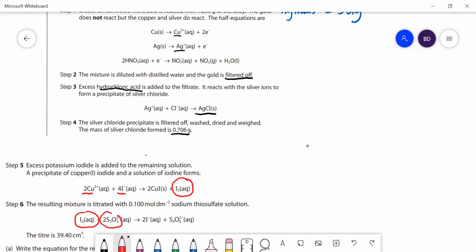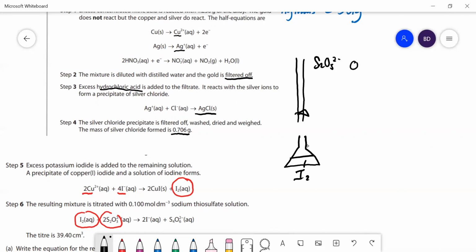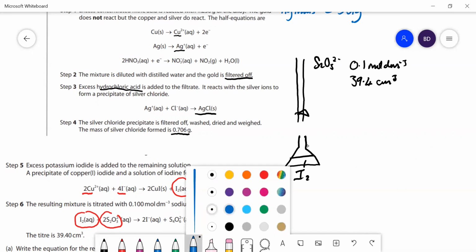with thiosulfate. So what you would do there is, I'll draw a little picture so you can visualize it. You've got your conical flask, and this has got iodine in it. Here we're going to put thiosulfate in there, S2O3 2-. The concentration of the thiosulfate is 0.1 mole per decimeter cubed, and it says we needed 39.4 centimeters cubed of thiosulfate for the titration. Just to remind you how this titration works, iodine is a kind of dark brown color.